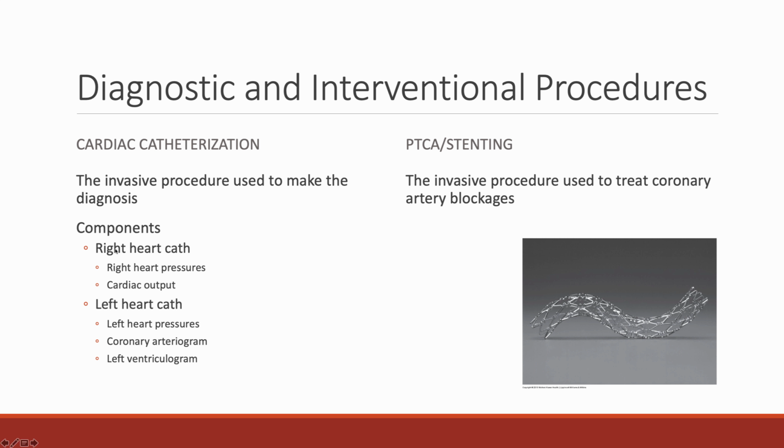So two parts to that. There's a right heart cath where we see what the right heart pressures are. And we can measure the cardiac output using thermodilution technique, which we'll talk about when we talk about shock in a couple of weeks. The other part of the procedure, the much more commonly performed part, is the left heart catheterization, where we actually look at the coronary arteries.